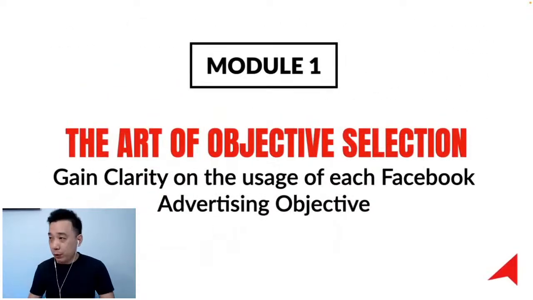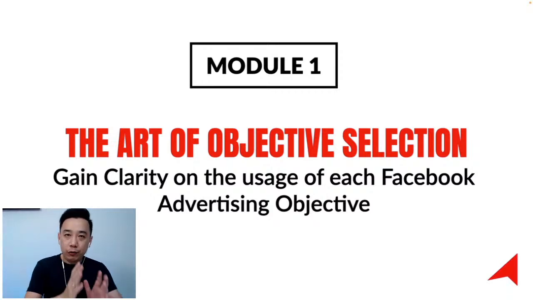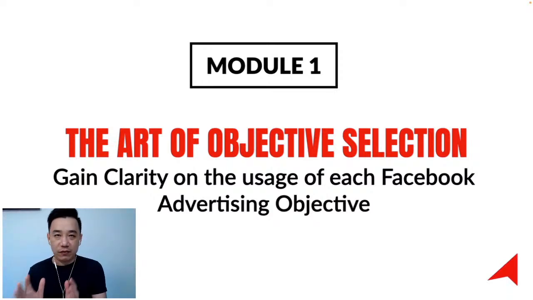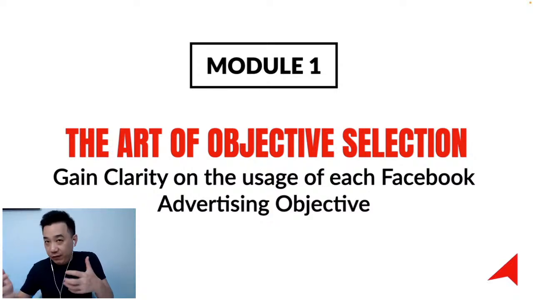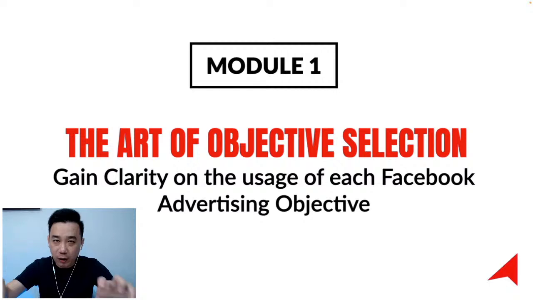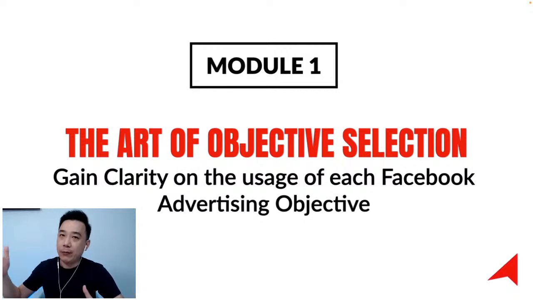Now, the first module we have here is what we call the art of objective selection. The art of objective selection gives you the idea about, I will actually walk through each and every one of the objectives available in the Ads Manager. And of course, we have updated with the ODAX. But even with ODAX, for each and every one of the objectives, you need to have a better understanding. So that will give you that.